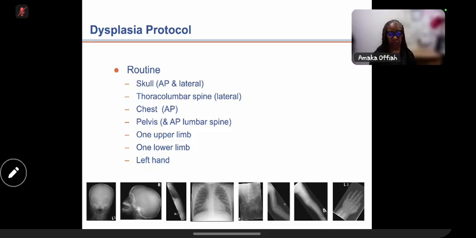One upper limb, one lower limb, and left hand. It doesn't matter which upper limb, it doesn't matter which lower limb, and frankly, it doesn't really matter if it's the left hand or the right hand, because to have advanced or delayed bone age, you need to be outside plus or minus 2 standard deviations. And in most individuals, the left and right hands will be more or less similar. There won't be 2 standard deviations out.